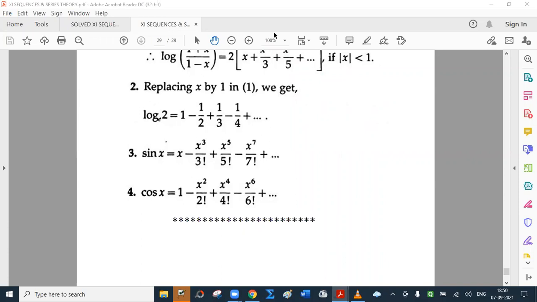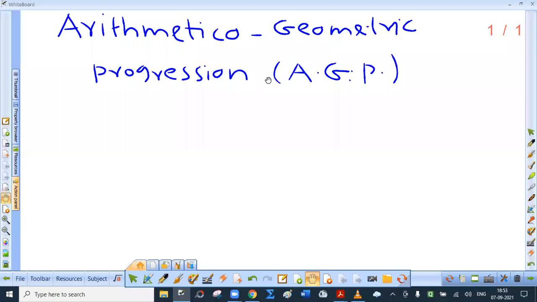But before that, let me tell you about the arithmetico-geometric sequence. A sequence in which each term is the product of the corresponding terms of an AP and a GP is called an arithmetico-geometric progression. You have to take the literal meaning, arithmetico-geometric. So a sequence in which each term is the product of the corresponding terms of an AP and a GP will be called an what?